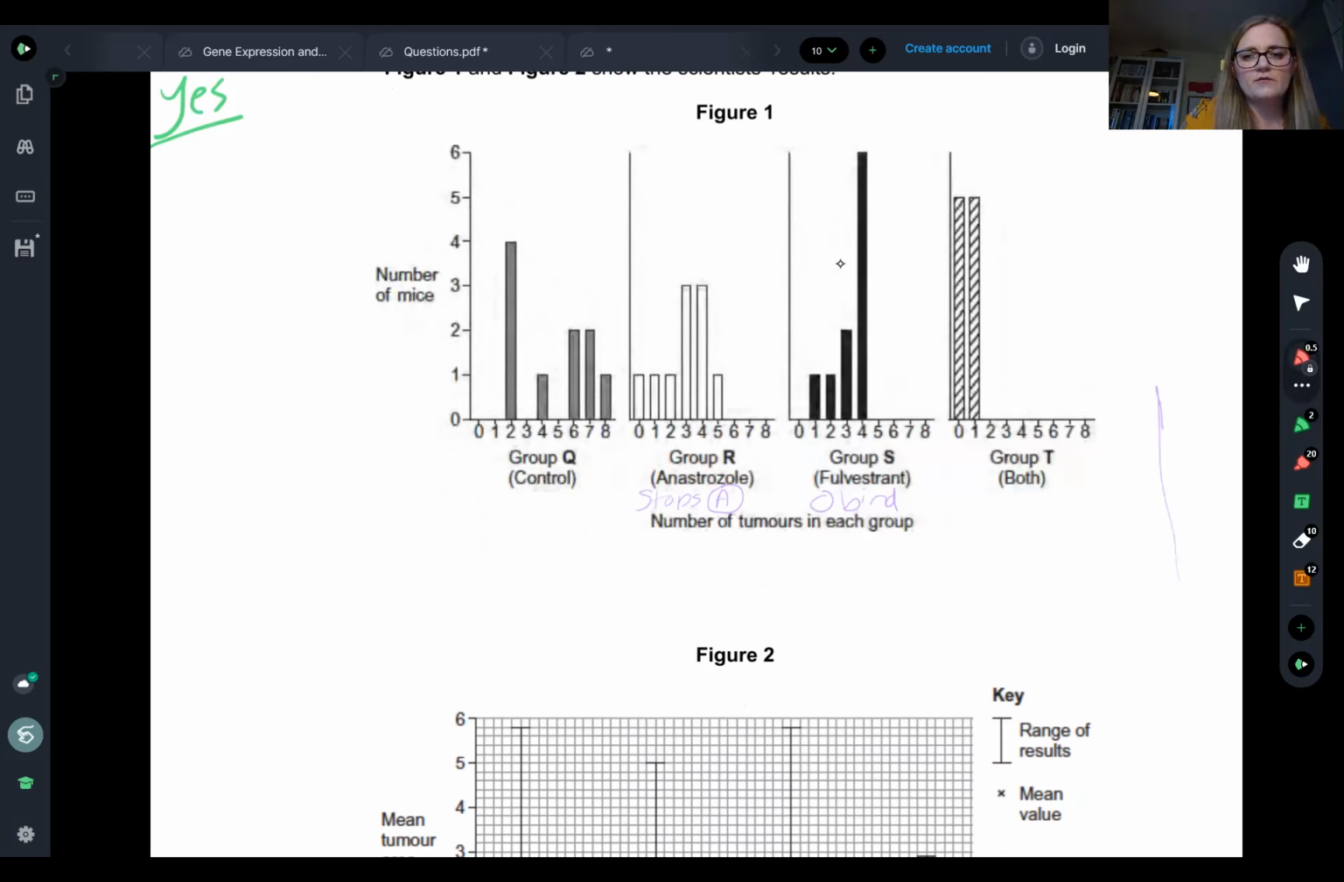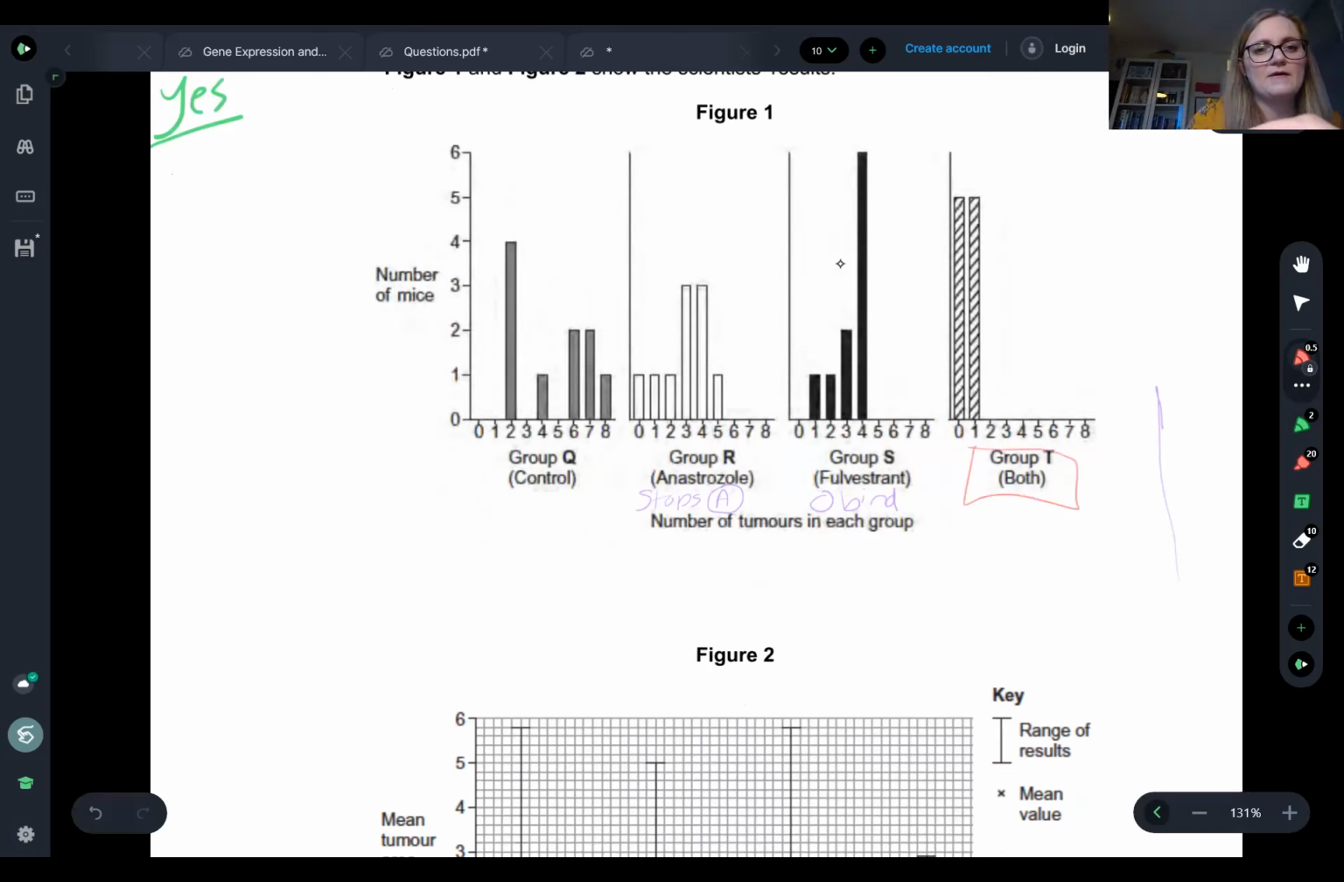Let's look at this graph first. Well, when we use them both together, we have fewer tumours per animal. So in group T, we should use that one because it has the least amount of tumours per animal. And I would like you to often say, if we've been given something like figure 1, say as seen in figure 1, or just fig 1.